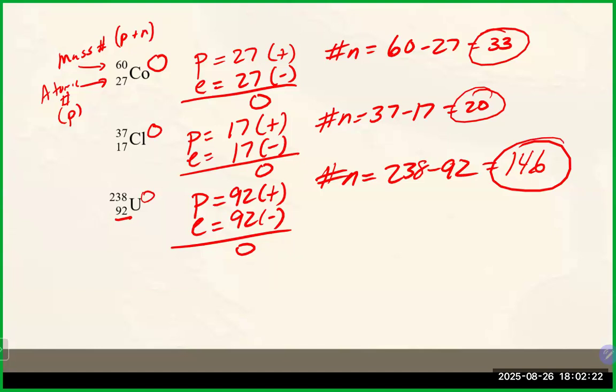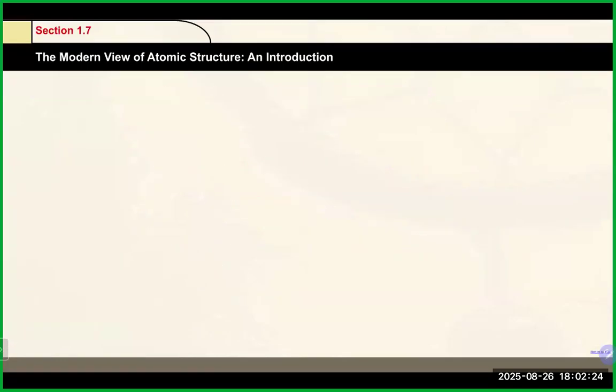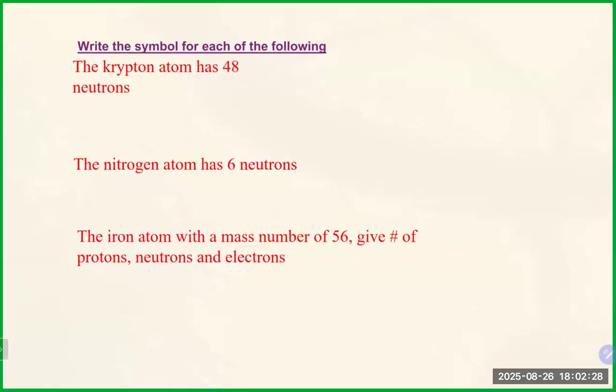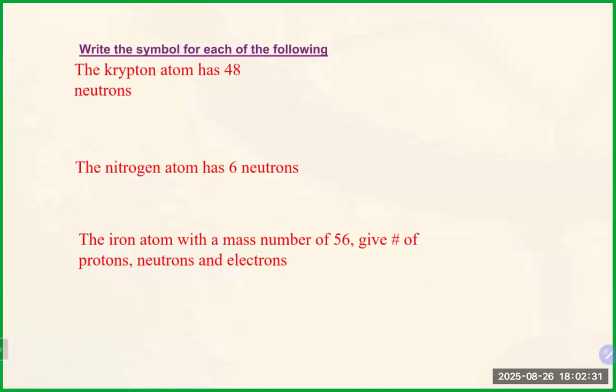All right, let's take a look at a couple more here. For each of these, why don't you write the symbol with the mass number and the atomic number.